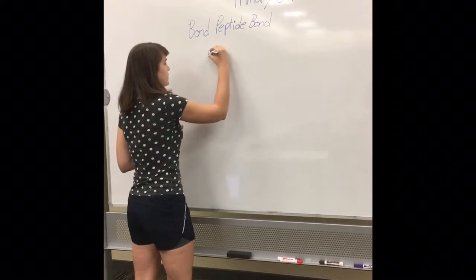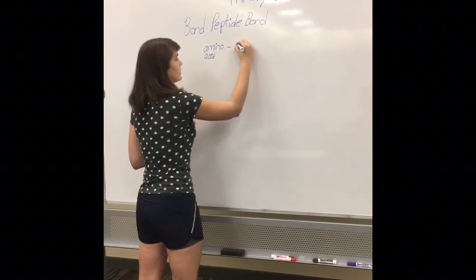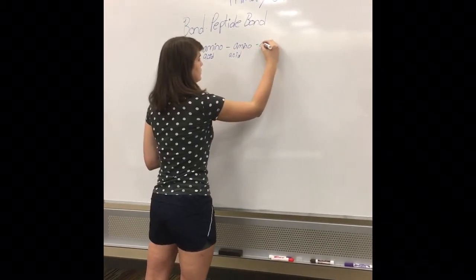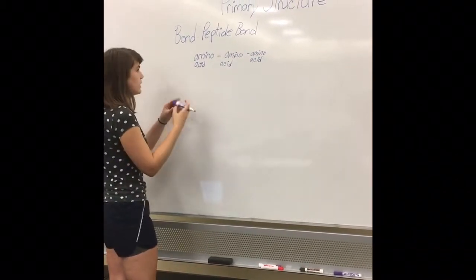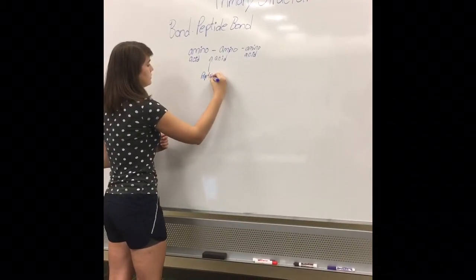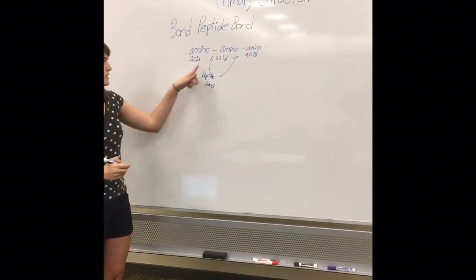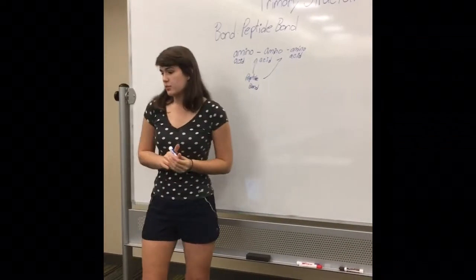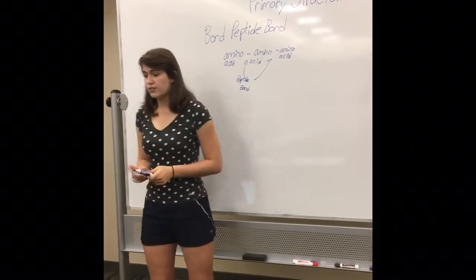So essentially we have an amino acid connected with another amino acid. And these bonds that are formed there, that is your peptide bond. Between each amino acid there's a peptide bond connecting them, and they are covalently bonded together, which is a pretty strong bond.